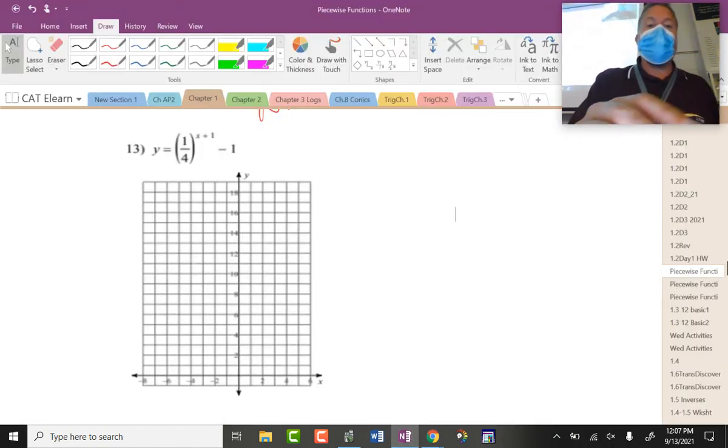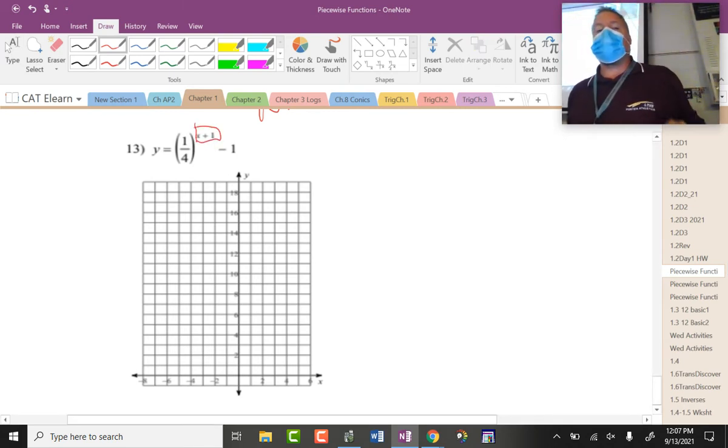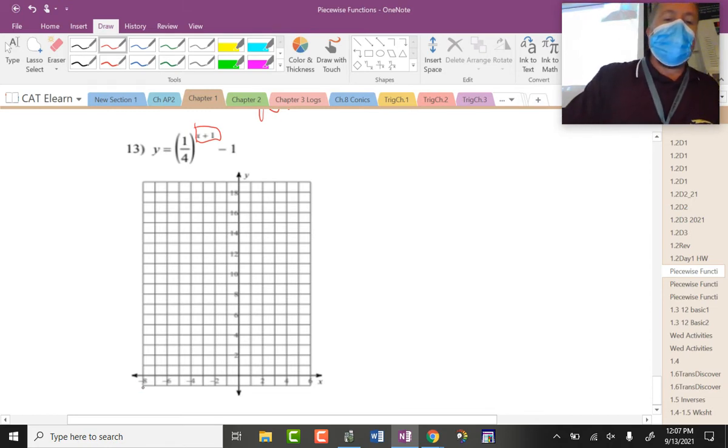Okay, so knowing this, for everyone, we should know what that +1 does. Which way does it move it? One to the right or one to the left? Left. What about that -1? Down one. And that's what you need to know for your family of functions.